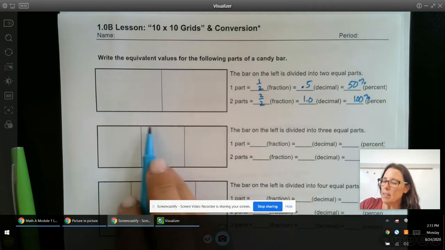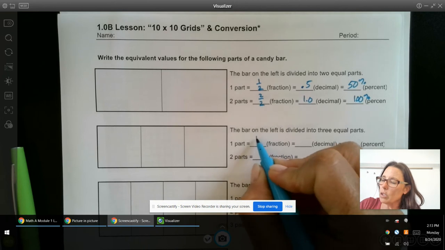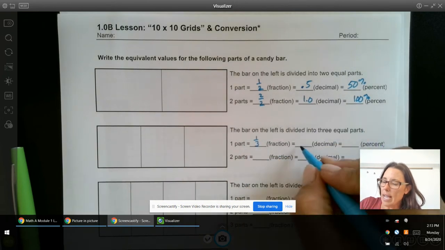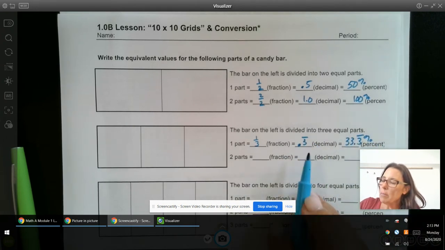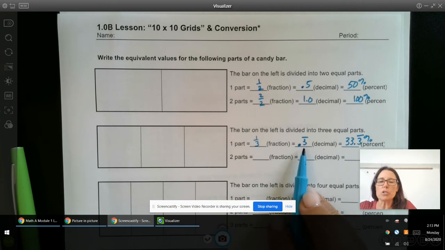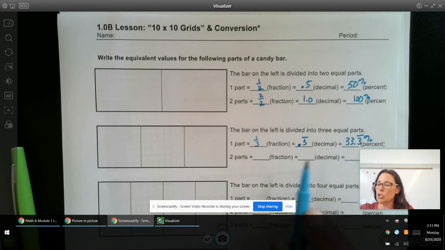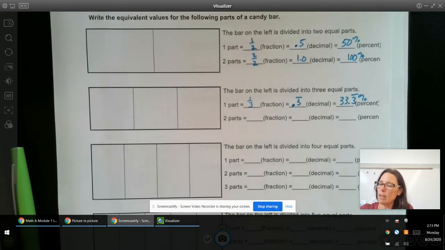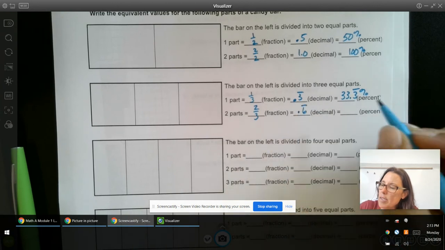This candy bar is broken up into thirds. So if we're looking at 1 part, we're looking at 1/3. As a decimal, that's 0.3 repeating, and as a percent, remember, we scooch the decimal over 2 places because we multiply by 100 to convert a decimal to a percent. Okay, 2 parts of 3 would be 0.6 repeating.